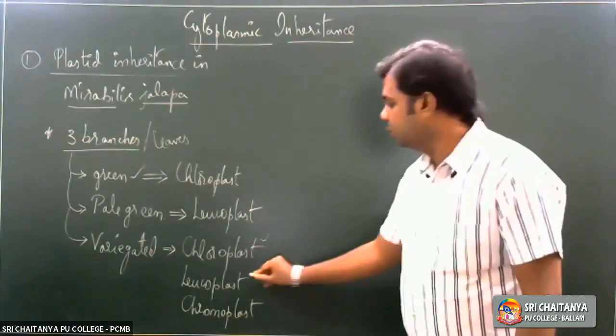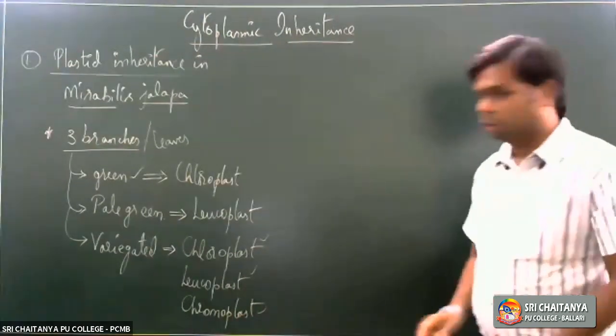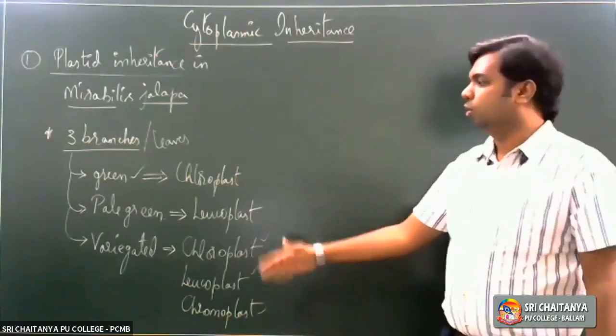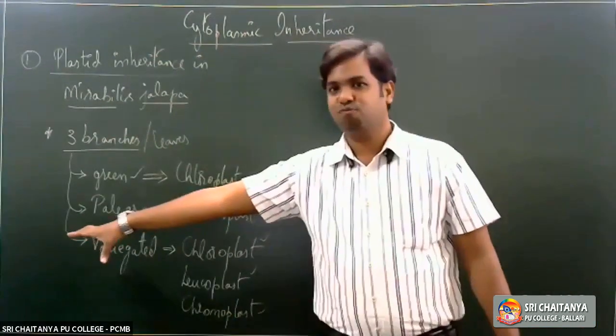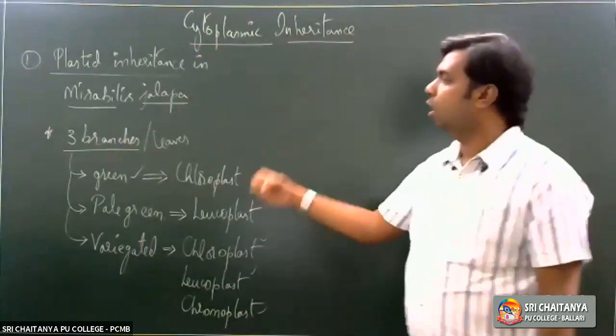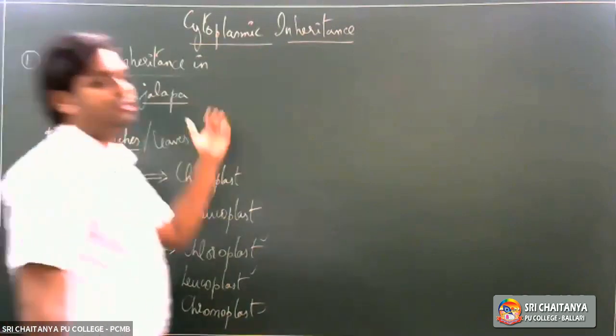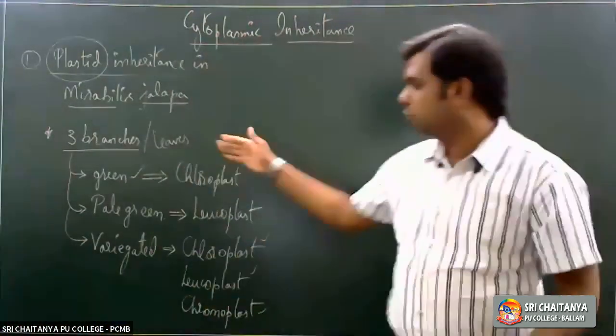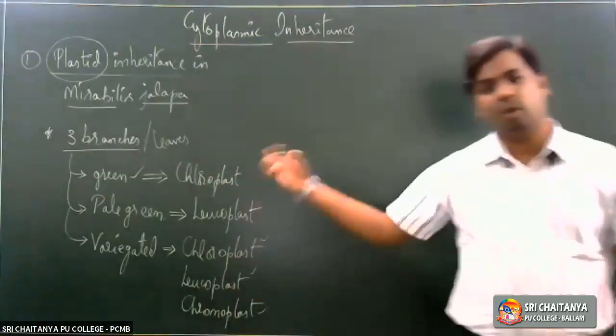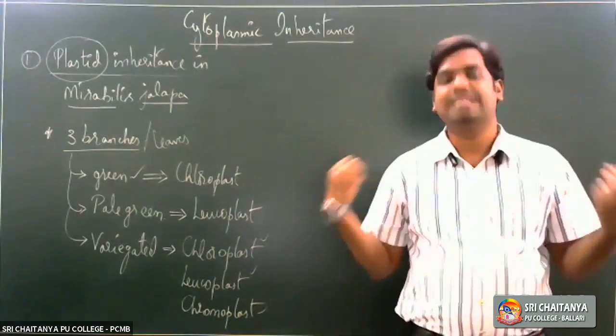It is the chloroplast, the leucoplast, as well as the chromoplast. So this is what we have. So the color of these branches is because of the plastids which are actually present. Now, where are the plastids located? Where are these chloroplast, leucoplast, and or chromoplast? They are actually present in the cytoplasm.